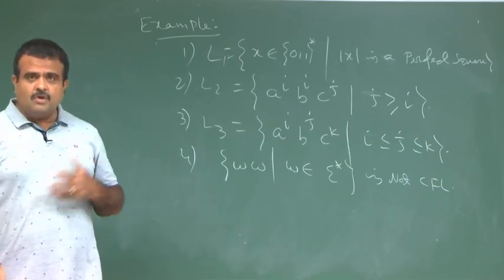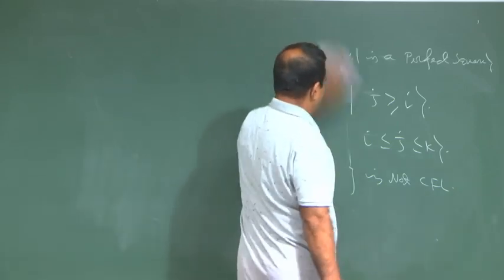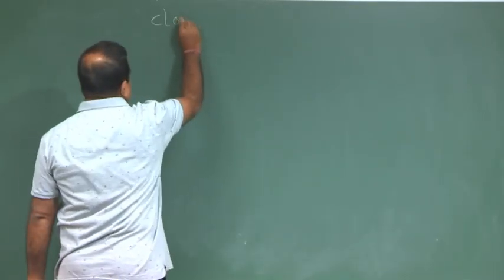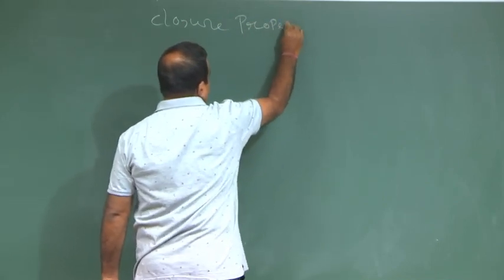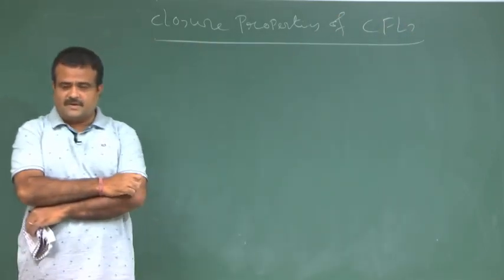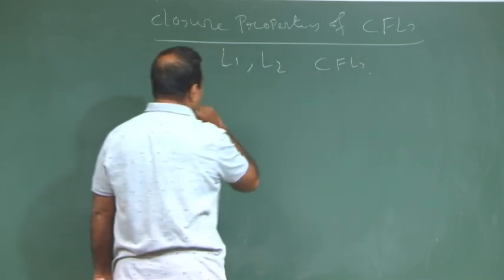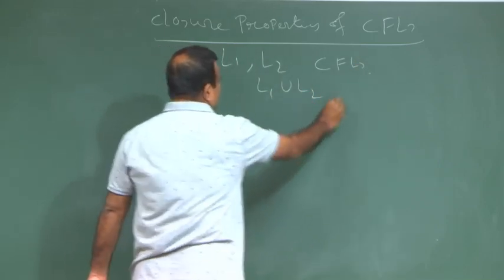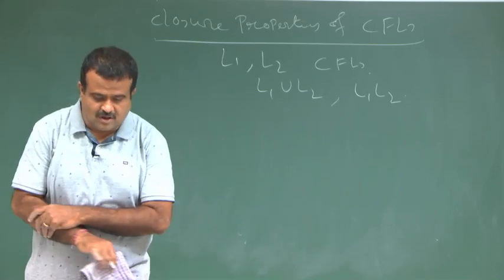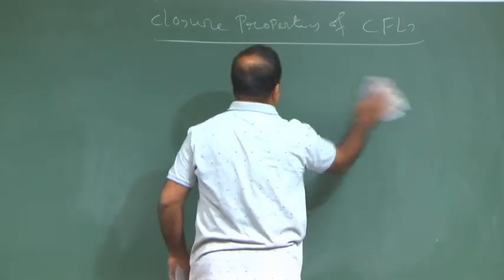Now, we are going to use this property to show that given two CFLs, their intersection may not be a CFL. We have discussed the closure properties of CFL. If we have two CFLs L1 and L2, then we have seen that their union is a CFL, and their concatenation is a CFL. Now we will see whether their intersection is also a CFL or not. So CFL is not closed under intersection. That we will see.